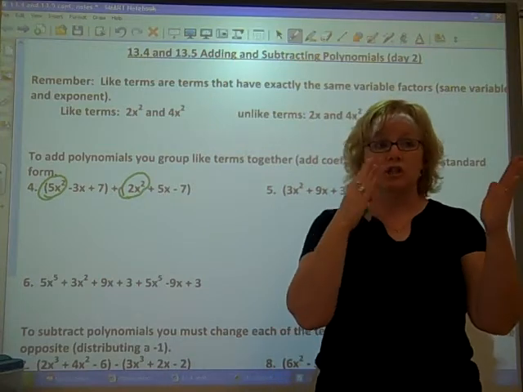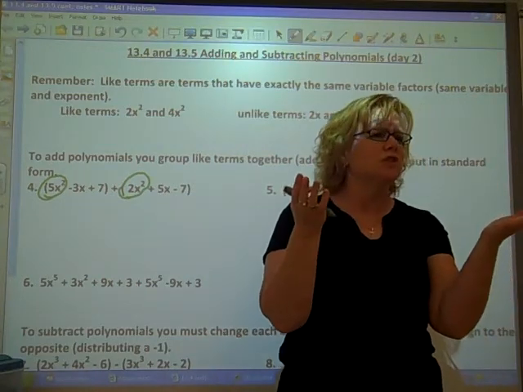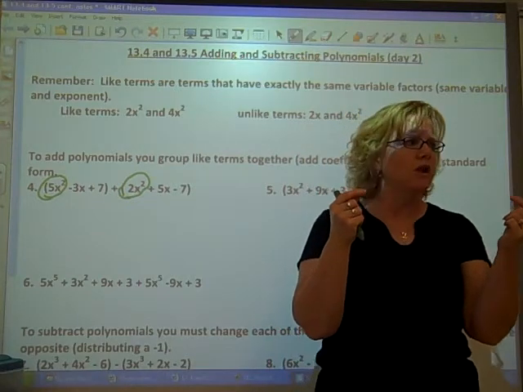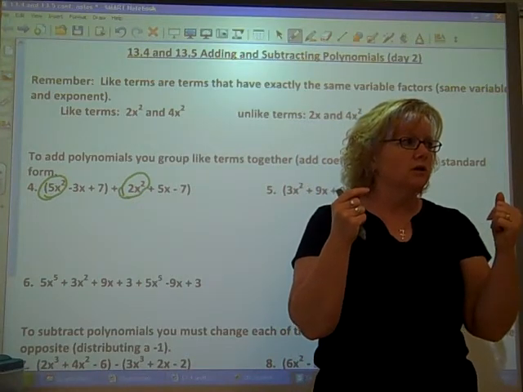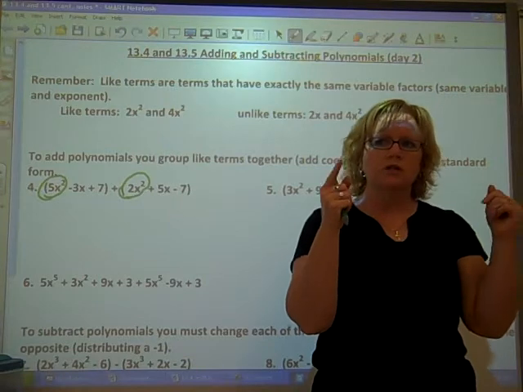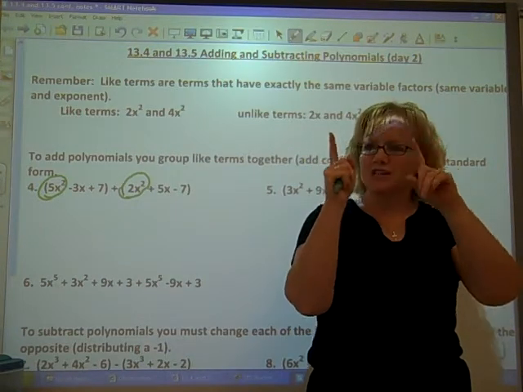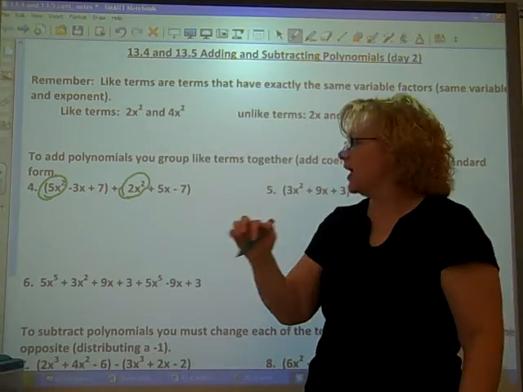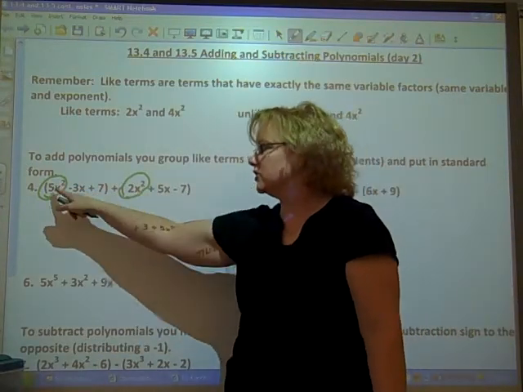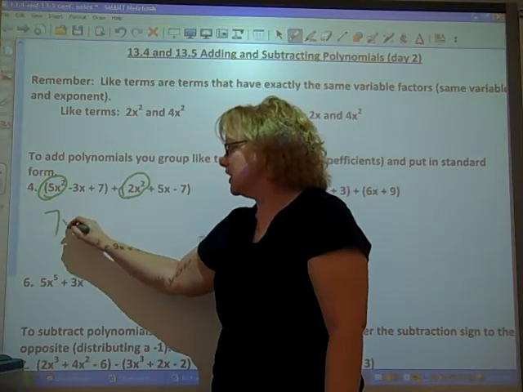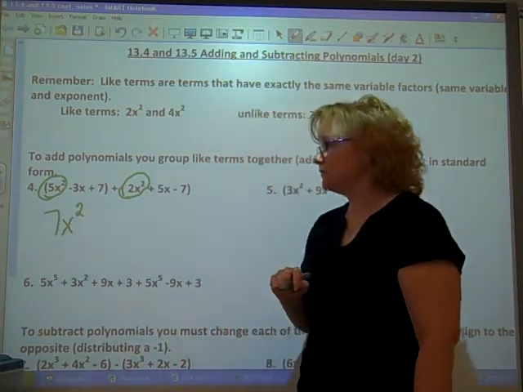You just add the coefficient. What's coefficient, by the way? What does that word mean, Josh? Like power. Not the power, it's the what? The base, like the big number in front of it. Okay, so it's the number in front of the variable. When I say add the coefficients, I'm just saying add the 5 and the 2 and I get 7. So this becomes 7x squared.